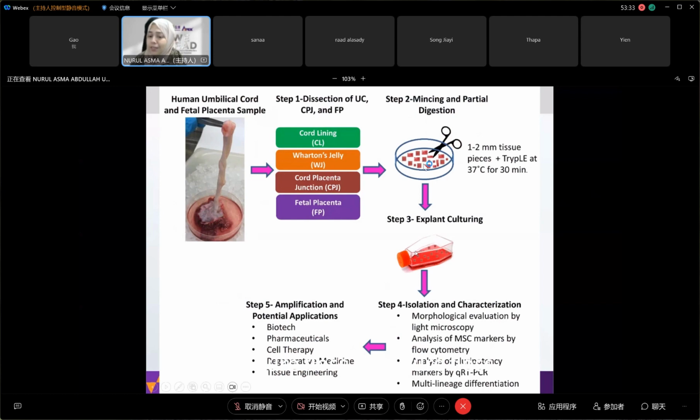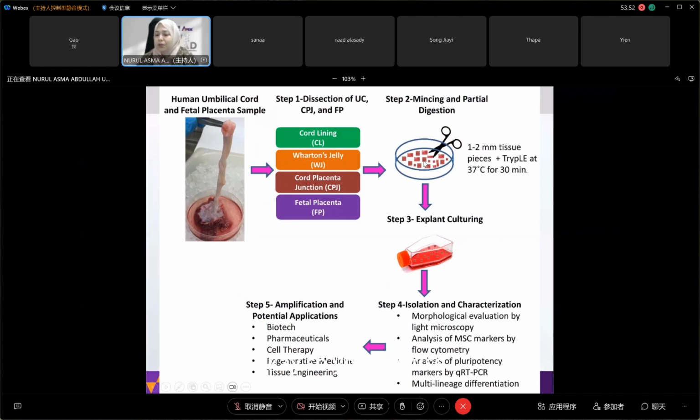In culture flask, I think you will have the research project after this. Okay, that will be clearer for you. And after isolation, you have to do the characterization, as I mentioned just now, to confirm that the cells that you isolate are the stem cells.